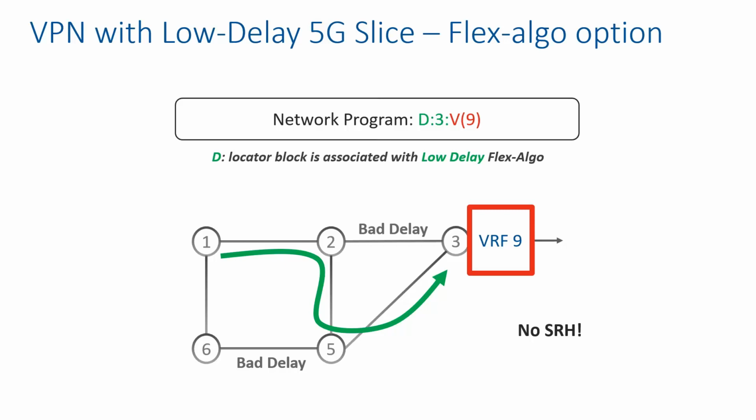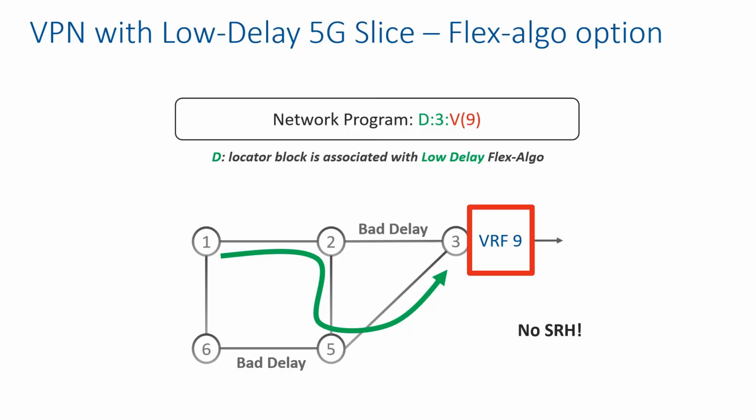And so now when I have a customer packet that comes at ingress PE number 1, I do a VRF lookup, and I realize that the egress PE is 3, but that the SLA of this service is not to take the best effort path through the network, but to take the low latency path. Node number 1 is going to encapsulate the customer packet in another IPv6 header where the destination address is D3:9. Indeed, the packet will follow the D3 locator that is computed according to the algorithm 128, along the green arrow you see on this picture, avoiding the bad delay.